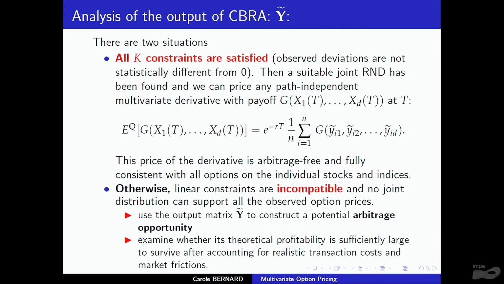Second situation, the linear constraints are not compatible, and that means that the marginal distributions from the market, imagine you have options on the Dow Jones, options on the S&P 100, give you prices, they give you a distribution for the Dow Jones and for the S&P 100, but these two are not compatible. They create an arbitrage. And so this output matrix gives you a distribution which cannot explain all the distributions in the market. So it means that somewhere there is an arbitrage. We are able to say options are inconsistent, but we haven't worked yet on finding the arbitrage.